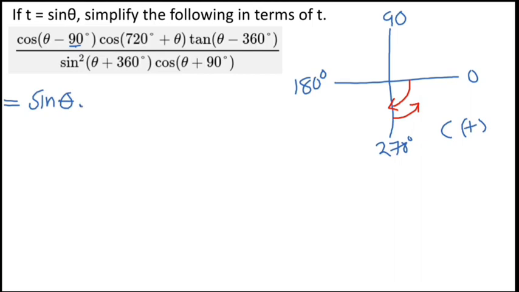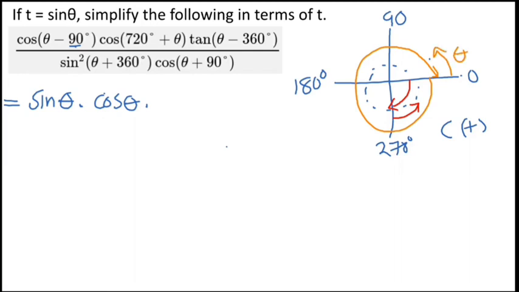Well, 720 means I go a revolution. Then I go another revolution. Then I stop at 0. Then I add theta. So this is the same as the cos of theta. Times the tan of theta minus 360. Minus 360 means go that and then add theta. So you go minus 360, then you add theta, you remain in this quadrant. So this is the same as the tan of theta.